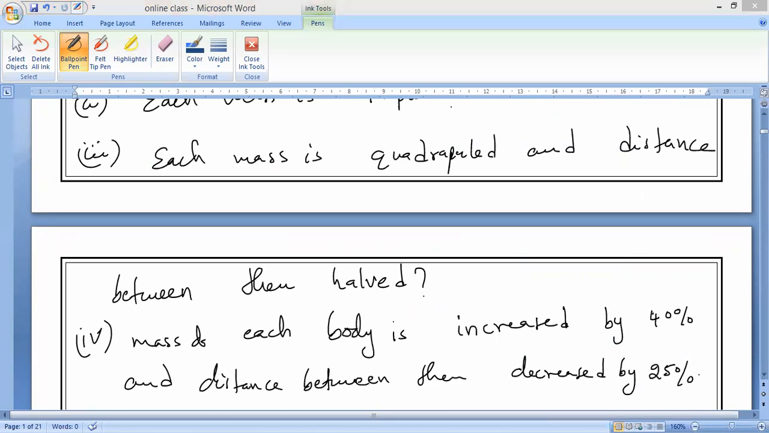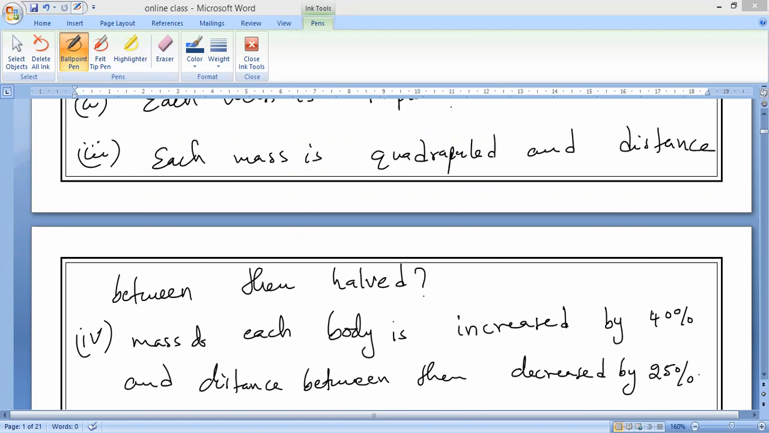So each mass is quadrupled. Quadrupled means 4 times it increases. Quad means 4 times. And the distance between them is halved. What do you mean by halved? Halved means it becomes half, 1 by 2.